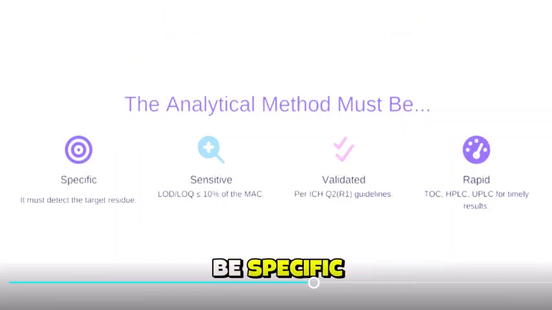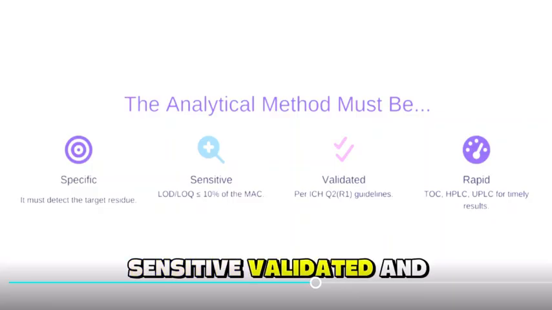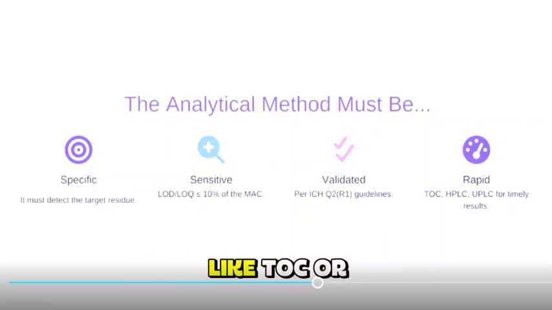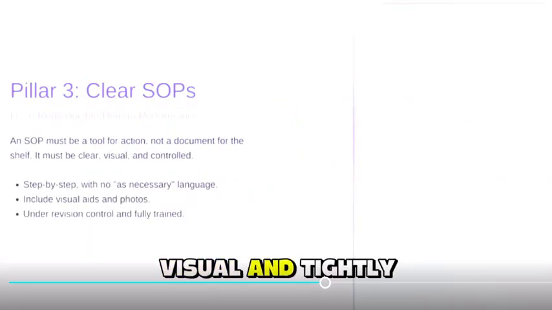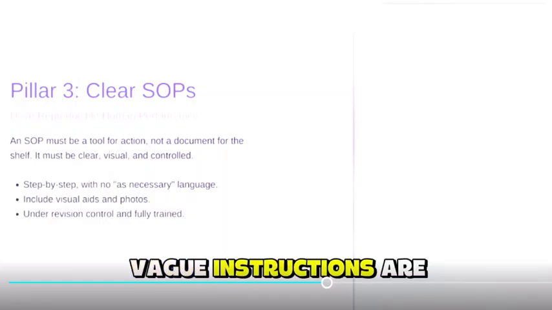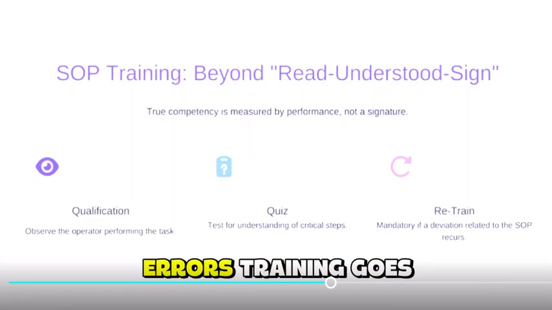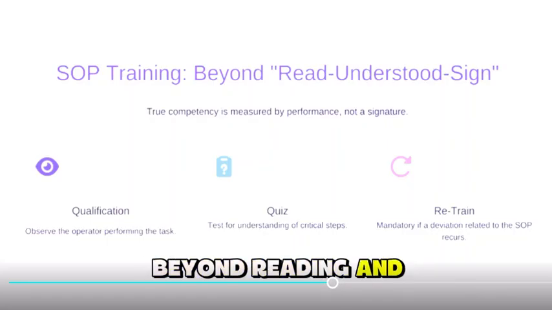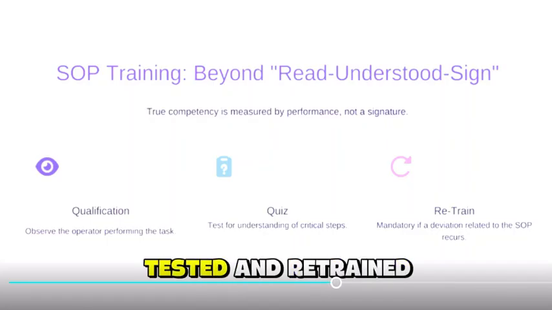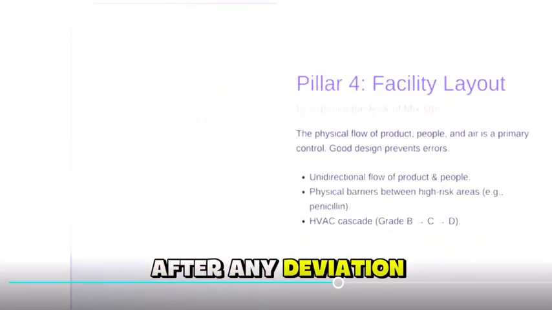Analytical methods must be specific, sensitive, validated, and rapid. Techniques like TOC or UPLC are often preferred for real-time reliability. The third pillar is SOPs that are clear, visual, and tightly controlled. Vague instructions are one of the most common causes of contamination errors. Training goes beyond reading and signing documents. Operators must be observed, tested, and retrained after any deviation.